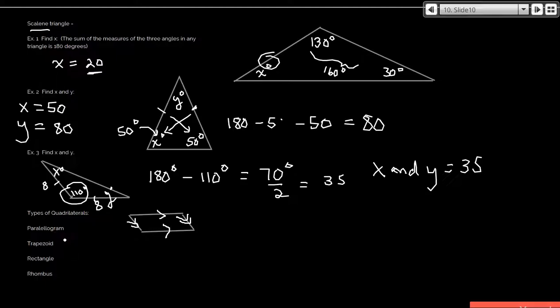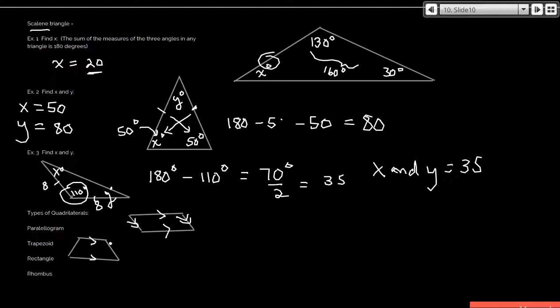A trapezoid is a quadrilateral that has exactly two parallel sides. So a trapezoid looks like this. Ew. I'll try to make those parallel. All right. So that's a trapezoid. It has exactly one set of parallel sides. A parallelogram has two pairs of parallel sides. A trapezoid has exactly one pair of parallel sides.